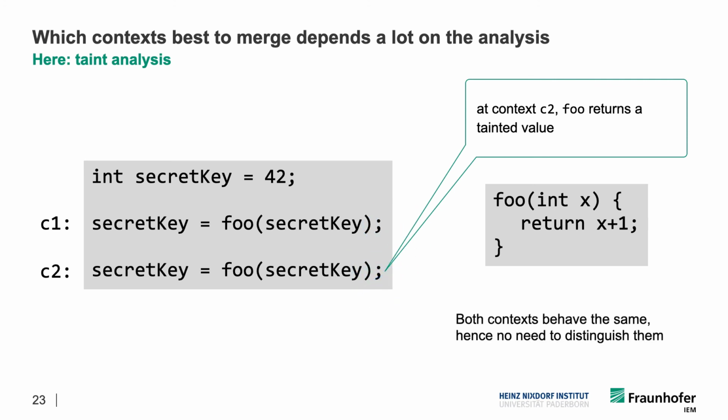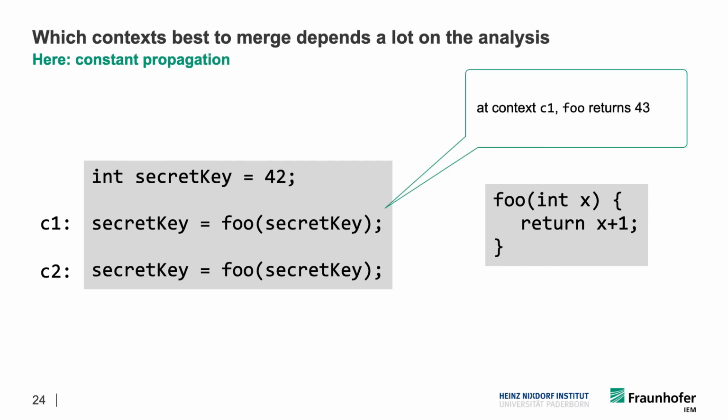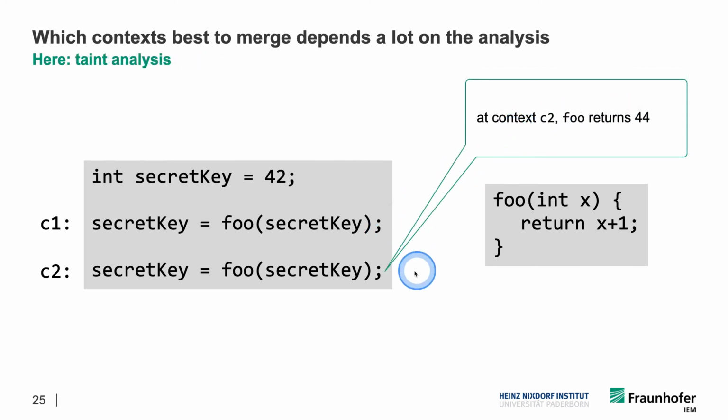Now, if we think about another analysis, let's think about constant propagation. Things are a little bit different because now we are actually caring about this particular numeric value. The analysis here would tell us that at context C1, foo returns the value 43, whereas at context C2, it returns the value 44. So with respect to that analysis, the contexts are different. And in order to get a precise analysis, you do want to distinguish these contexts. That's an important message that I want to bring across.